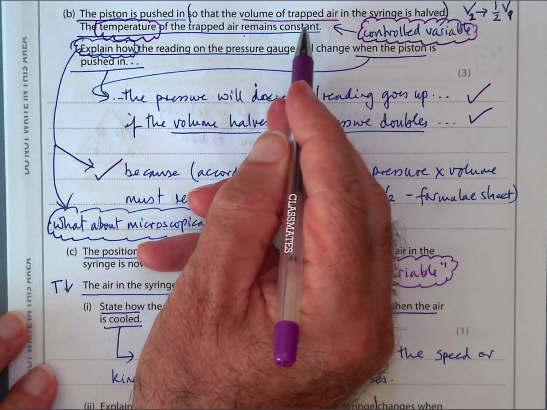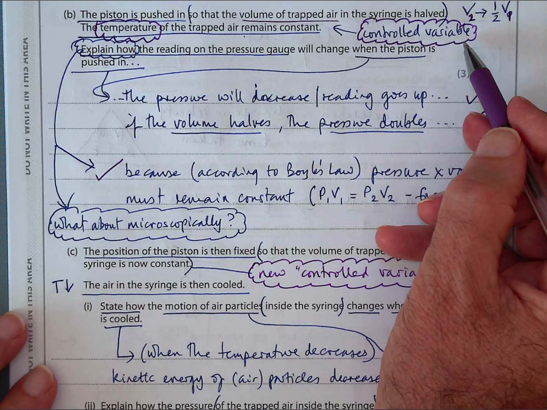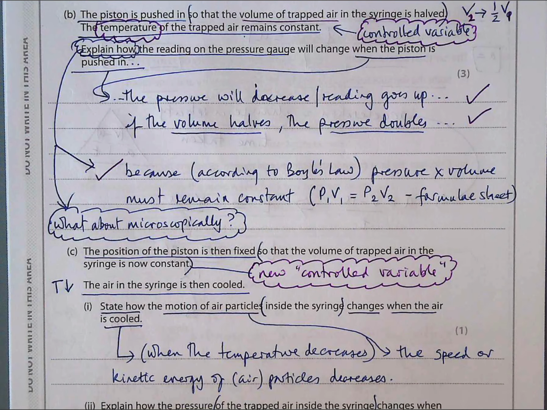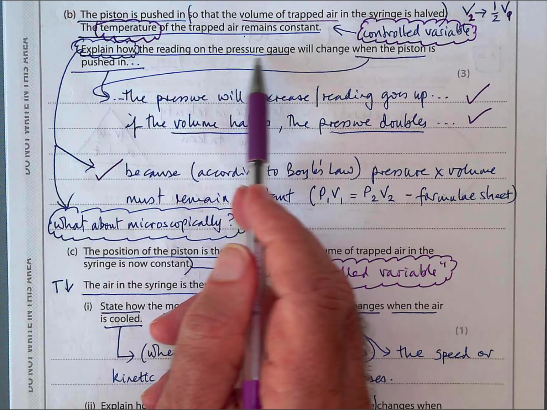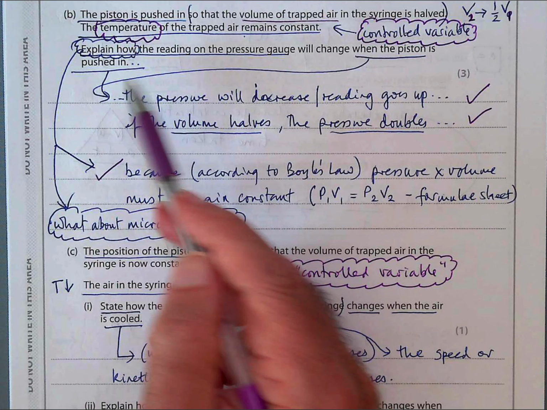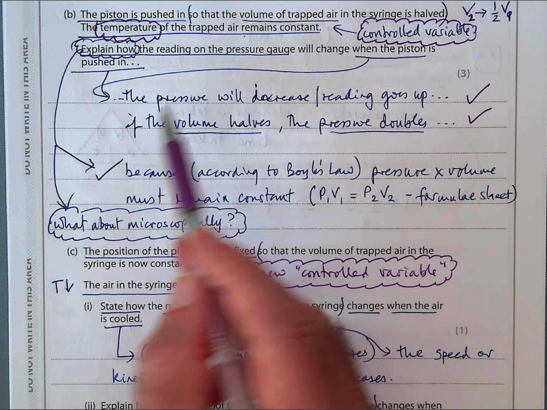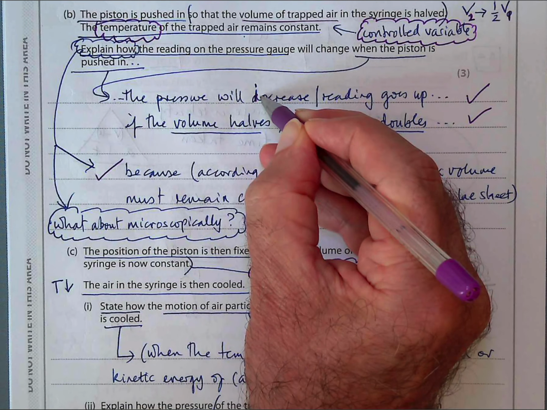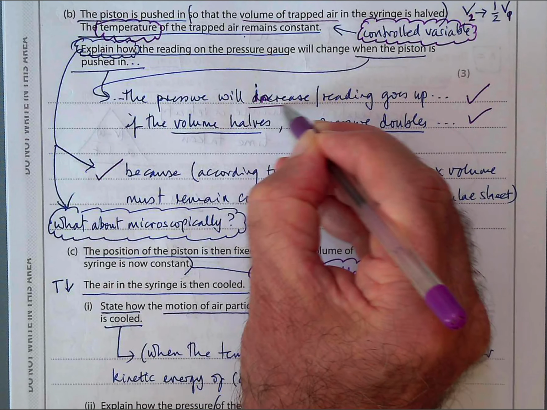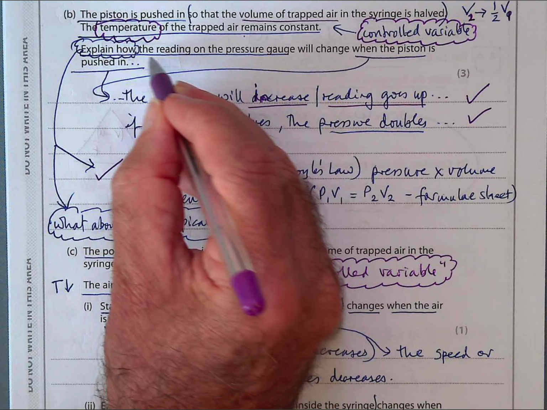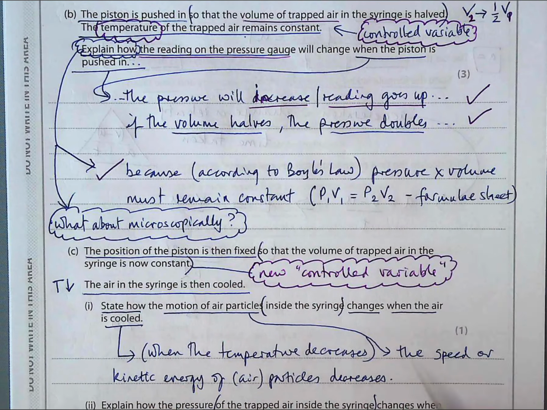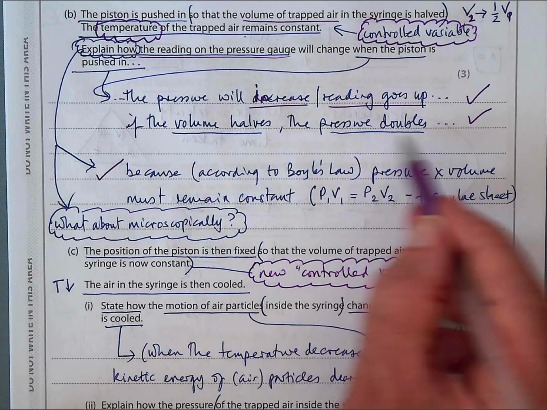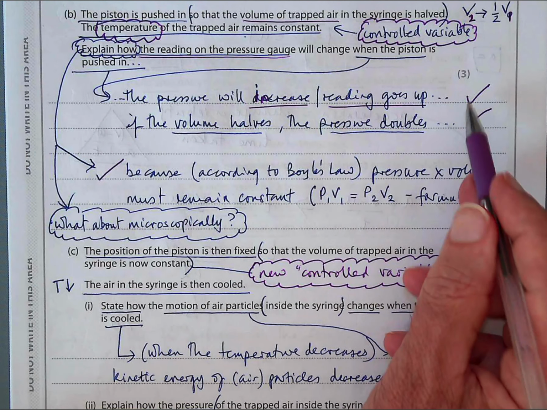The temperature remains constant. Remember I said that's a controlled variable? If you change 2 variables at once, the law does not work. You have to have a more complicated equation. Explain how the reading on the pressure gauge will change when the piston is pushed in. Well, if the piston is pushed in, the pressure will increase. I wrote decrease at first because I wasn't paying attention. The reading goes up, which means the pressure will increase. If the volume halves, the pressure must double. So that's the second mark.